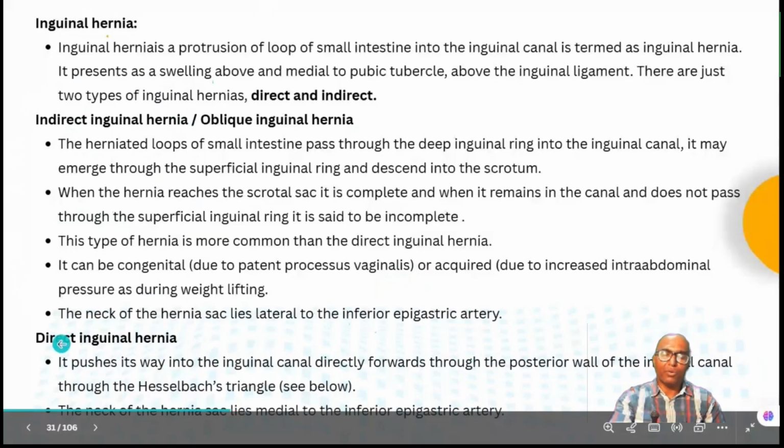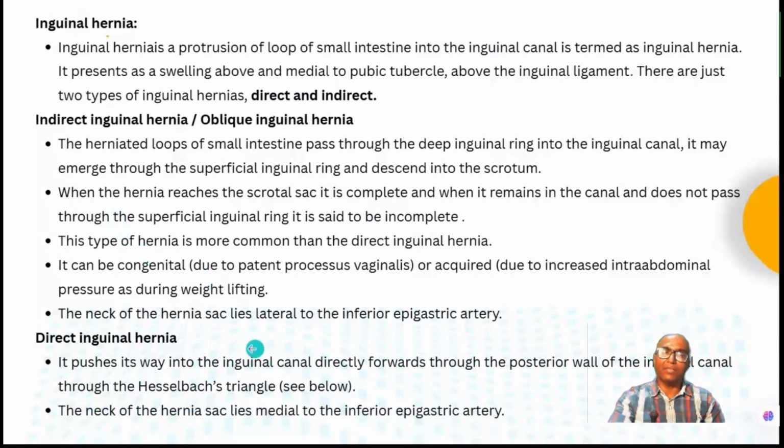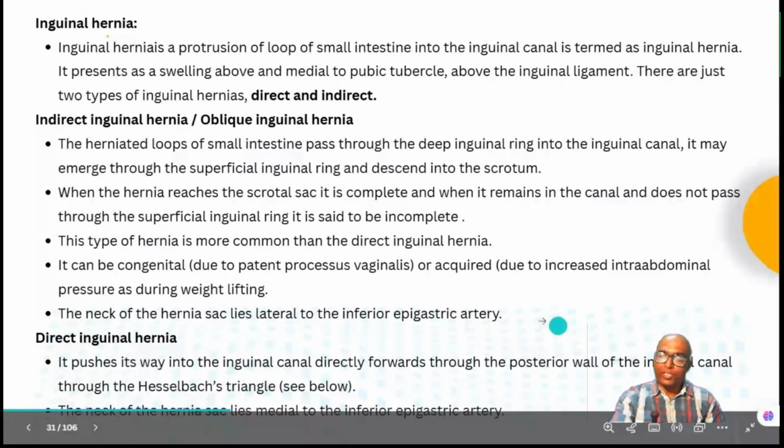Okay, now see the direct inguinal hernia. It pushes its way into the inguinal canal directly through the posterior wall of the inguinal canal, through the Hesselbach triangle. Okay, so what is this Hesselbach triangle? They can ask, this direct inguinal hernia is coming from where? Is it coming from the superficial inguinal ring, or from the deep inguinal ring? So it is coming from the posterior wall of the inguinal canal through the Hesselbach triangle. Okay. The neck of the hernia lies medial to the inferior epigastric artery.